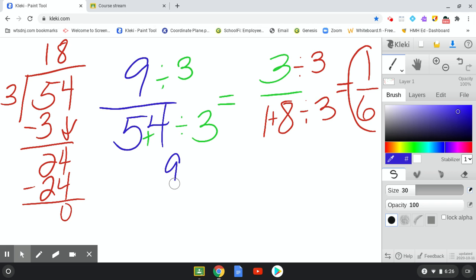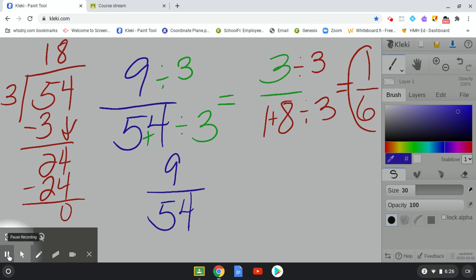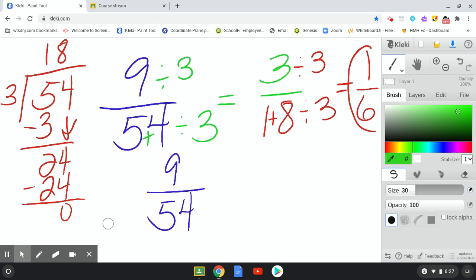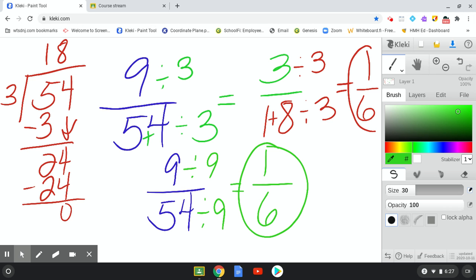So it took a little while to get there because we simplified little by little. But what we could have done was look to see if we could have simplified this sooner. Let's see how we could have done that. If you know your multiplication facts really well, you would be able to see that 9 times 6 gives you 54 exactly. So we could have divided both of these by 9 and gotten to our simplified answer right away. 9 divided by 9 is equal to 1. 54 divided by 9 is equal to 6. And we saved a lot of time.